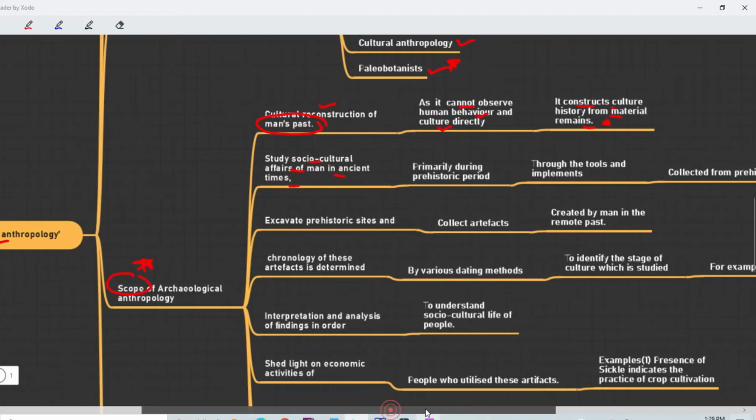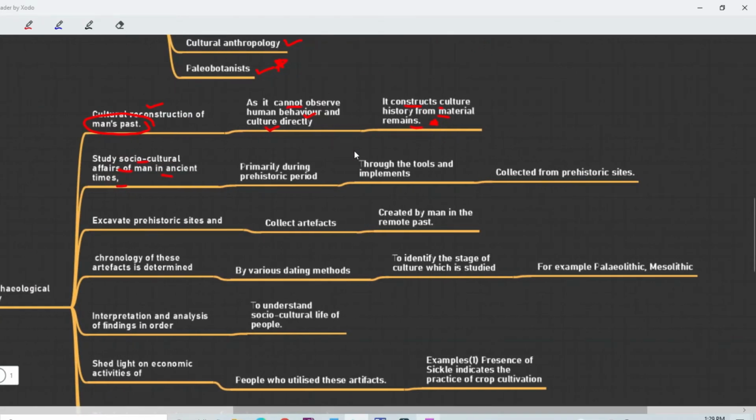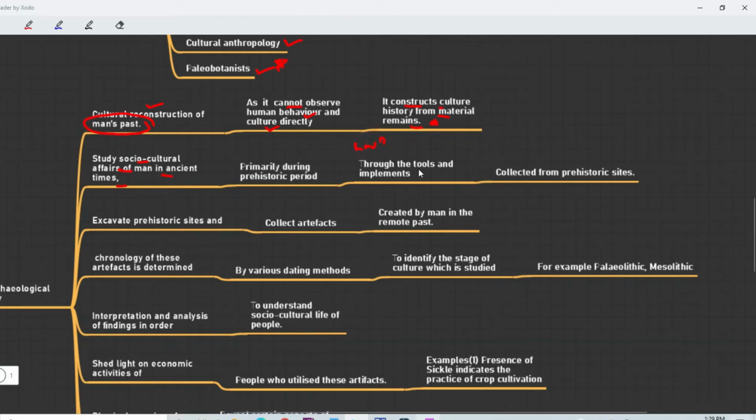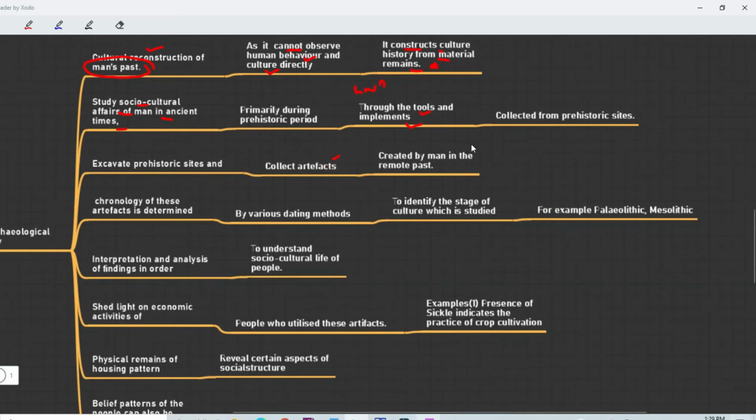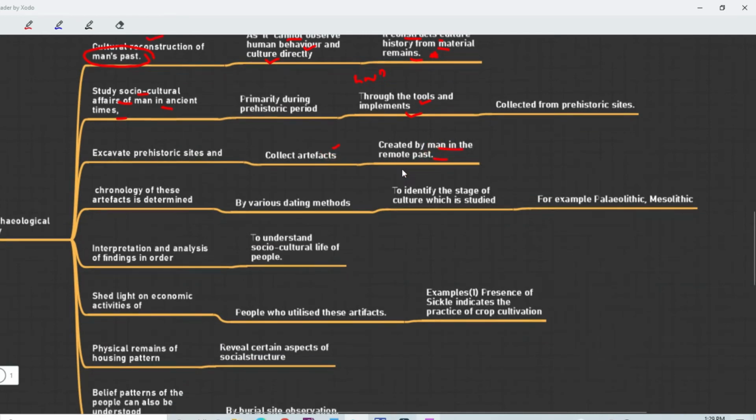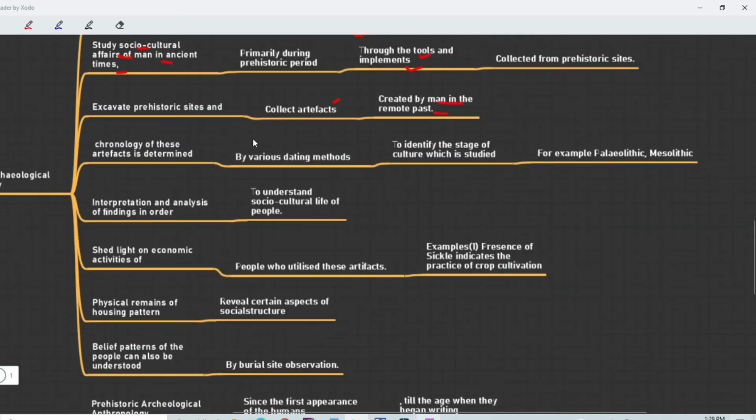And how does it do that? It does so through the tools, implements, and artifacts that were created by man in the remote past, by using the techniques of collection and excavation. Finally, the chronology of these artifacts is also determined using various dating methods. It also identifies the stage of culture in which it was found, for example, whether it was Paleolithic or Mesolithic, based on the types of tools that were excavated.